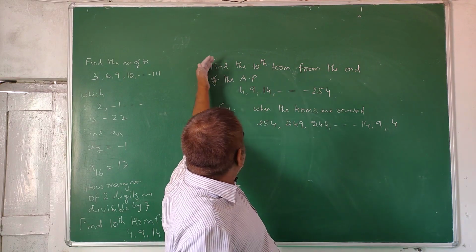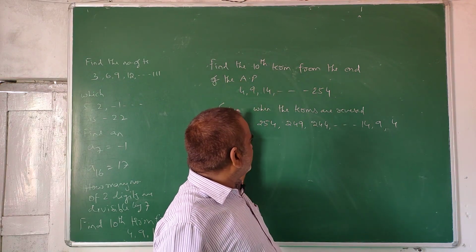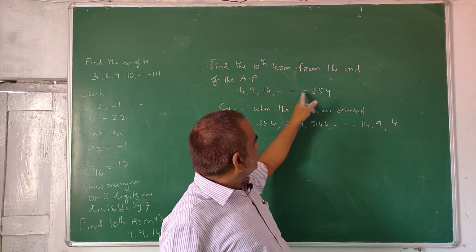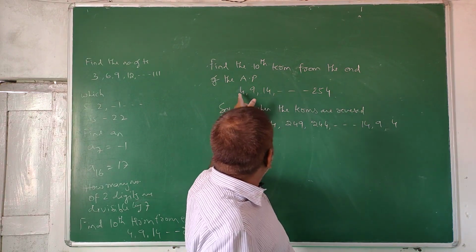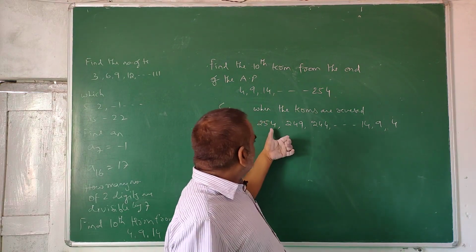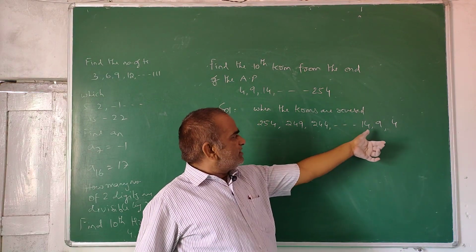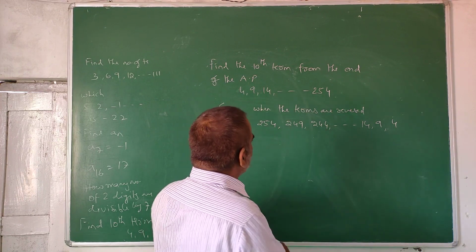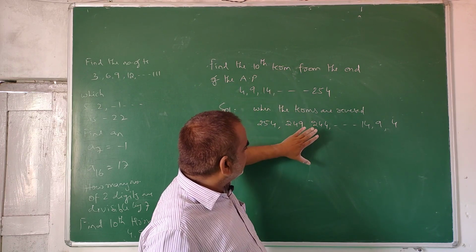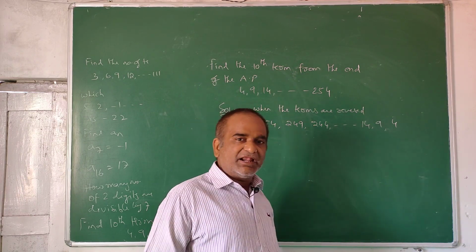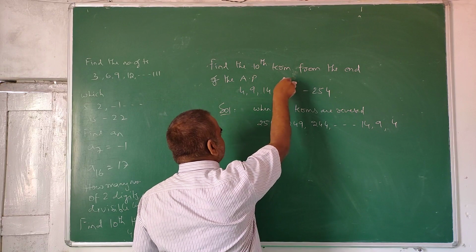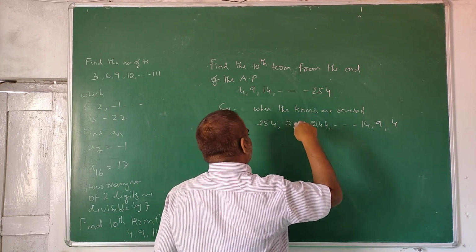He is asking us to find the 10th term from the end. For that, what I am doing is reversing the terms. Here, in the given progression the common difference is 5, so in the reversed progression the common difference would be minus 5. So the reversed progression is here. Now the 10th term from the last of the progression is the same as the 10th term from the beginning of the reversed progression. So if you want the 10th term from the end of this progression, you find the 10th term from the beginning of the reversed progression.